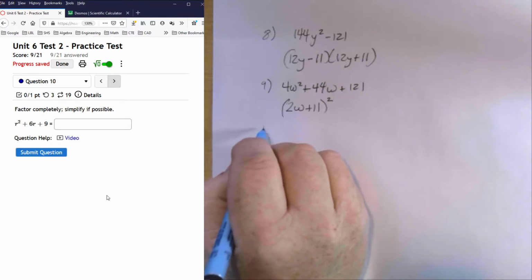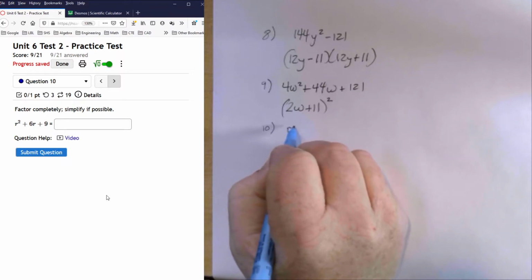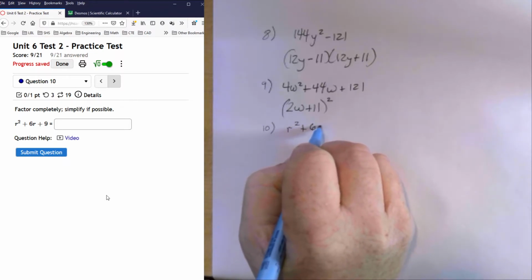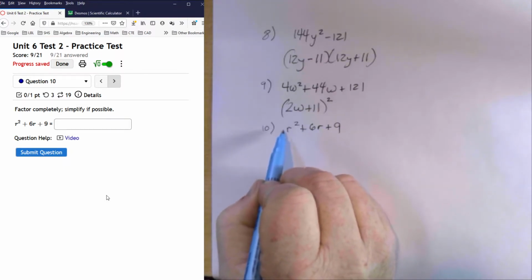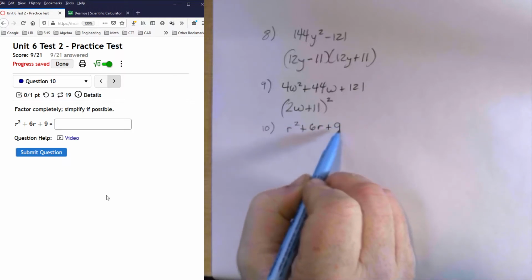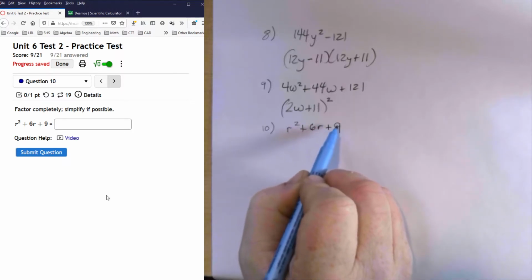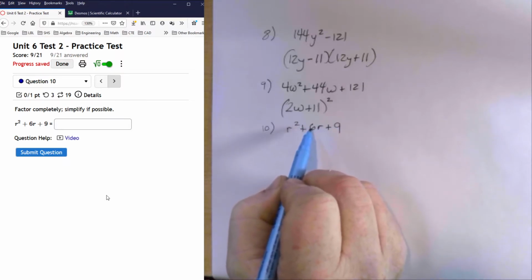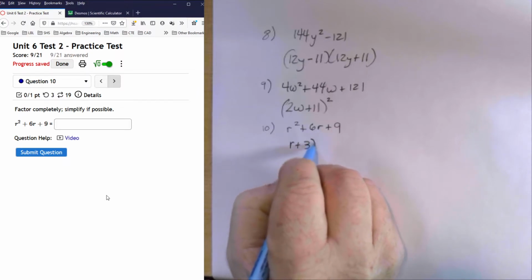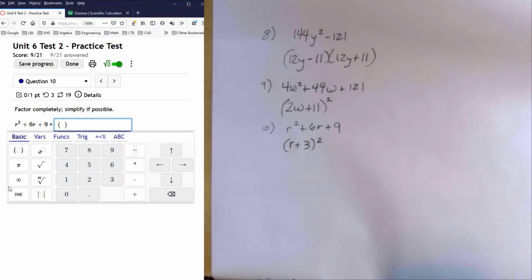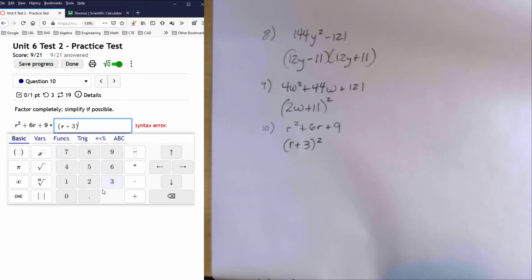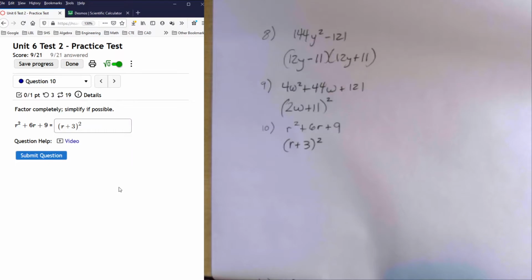Question number 10. So here they give us r squared plus 6r plus 9. Again, I recognize that, right? I have a perfect square here, and I have a perfect square here. This is 3 squared and r squared. So 3 times r is 3r times 2 is 6. This is going to be r plus 3 squared. Okay, so double check that real quick. r plus 3 squared. All right.